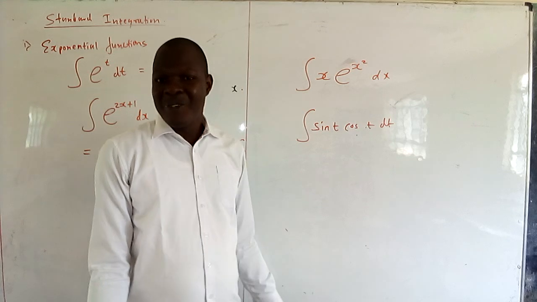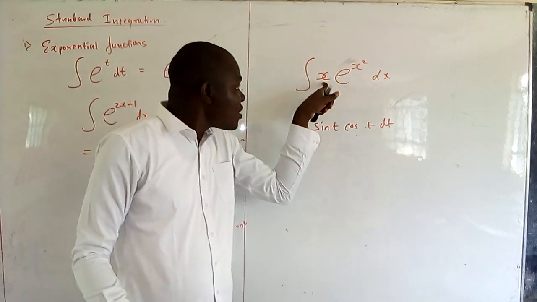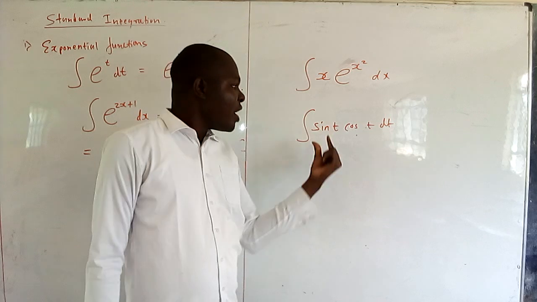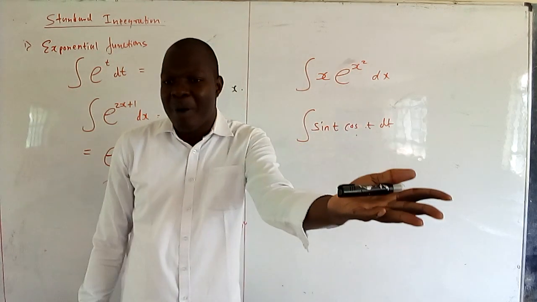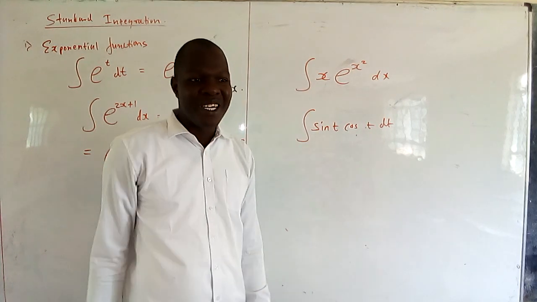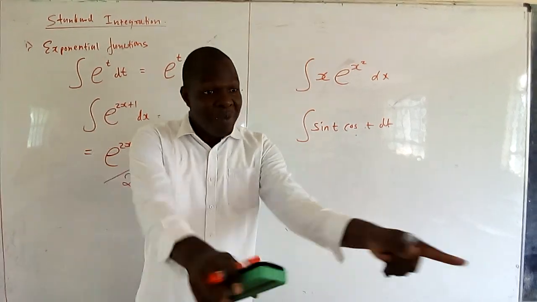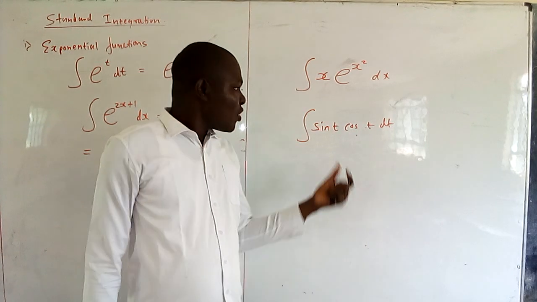Are you seeing? So the two functions must be different. Maybe one is polynomial and one is exponential. Maybe one is trigonometric and one is exponential. Maybe one is exponential and one is hyperbolic. One is hyperbolic, one is trigonometric. The two functions whose product we are looking at must be different. Are you seeing that? So what do you do in this case?